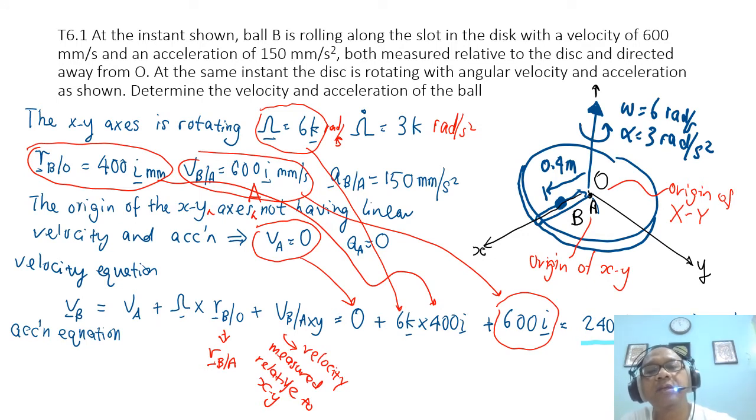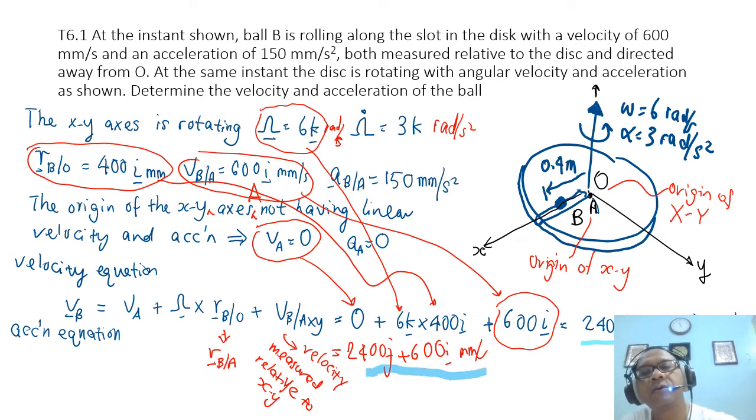Just in case you can't see it, I'm rewriting it. So it's equal to 2400 j plus 600 i millimeter per second. So that's the answer to the question. Okay, so we need to find the acceleration equation.